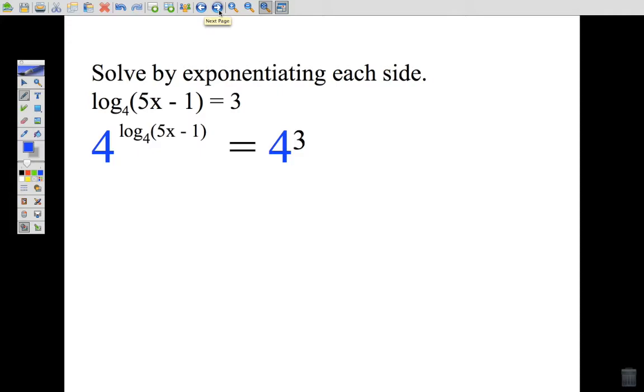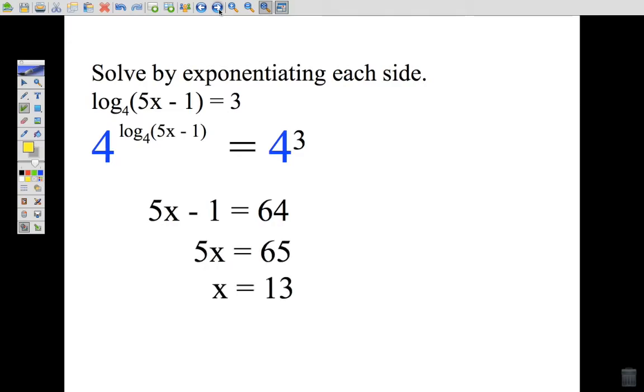Then recalling from a previous section, whenever you have a base and the exponent is log of the same base, in essence, you can think that this 4 and the log base 4 basically cancel out. And so the left side of my equation simplifies to 5x minus 1. The right side will simplify to what 4 to the third is, which is 64. And once again, in one simple step, you've changed this problem from an Algebra 2 problem to one you know how to do easily that you learned in your Algebra 1 course.